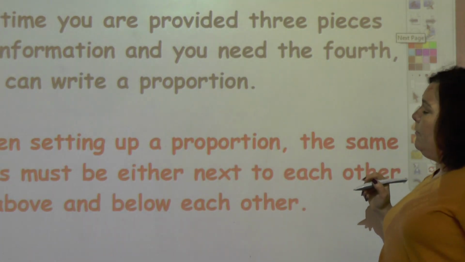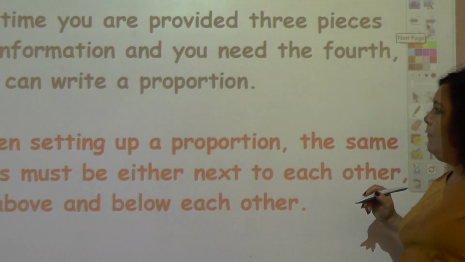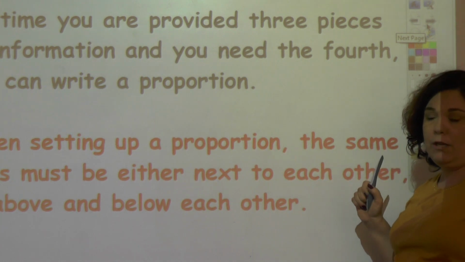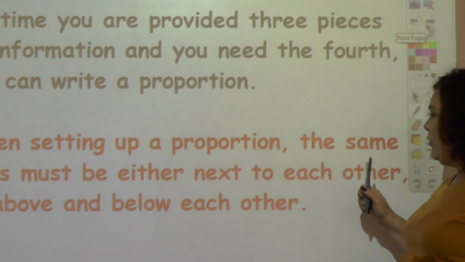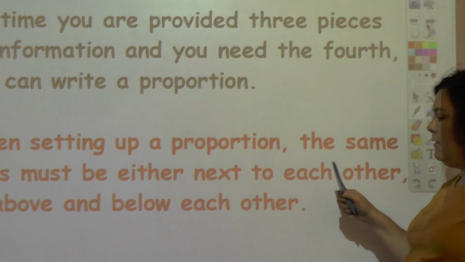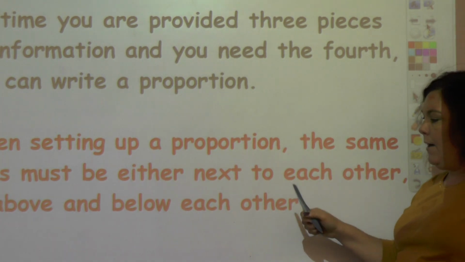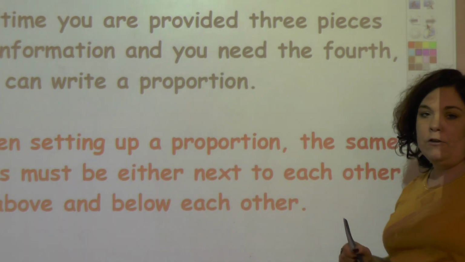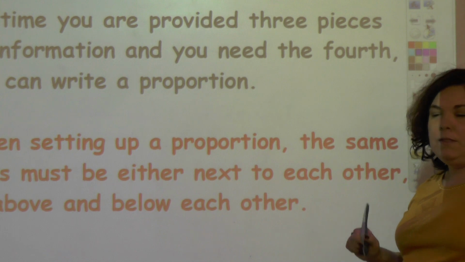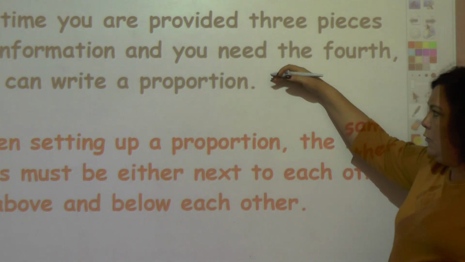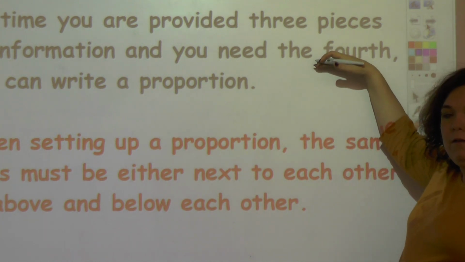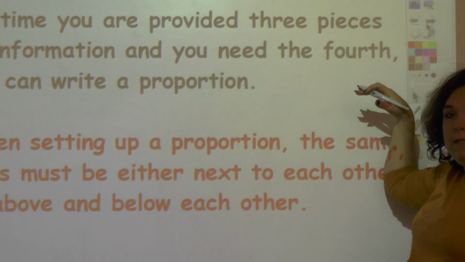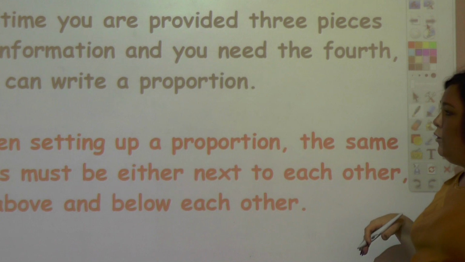Anytime you're provided three pieces of information and you need the fourth piece of information, you write a proportion. And when setting up a proportion, the same units must be either next to each other or above or below each other. This is why you label your charts and your tables and put the two labels, the pieces of information that you know, the additional piece of information, and then what you're looking for.